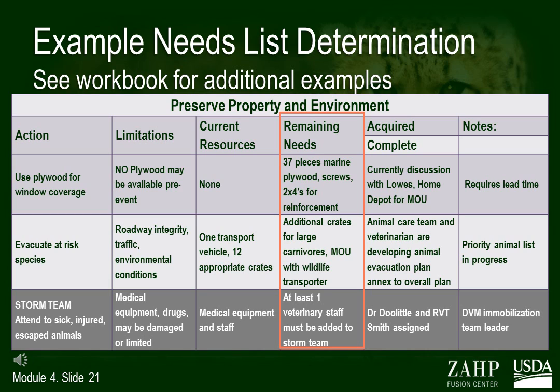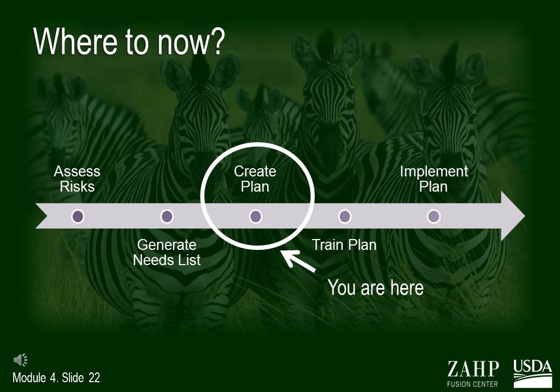The storm team will be limited in capability, but what resources do they require to protect animal life and the environment? Do they have training to accomplish the actions as well? Do they have veterinary expertise, roofing repair capability? What else should be considered in the creation of your needs list? So, what's the take-home message about needs list creation and limitations?